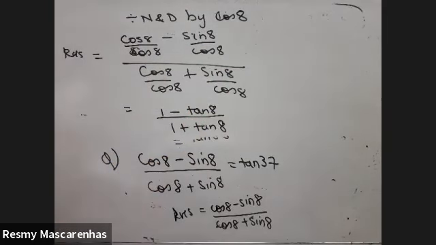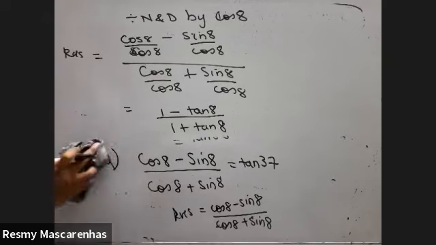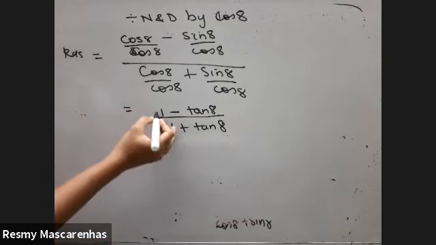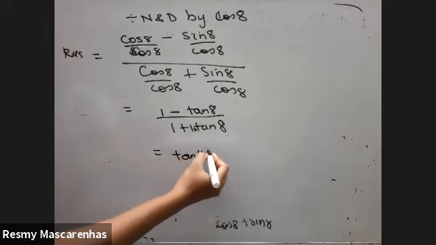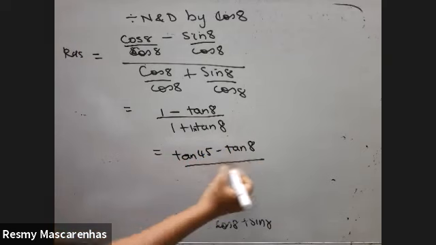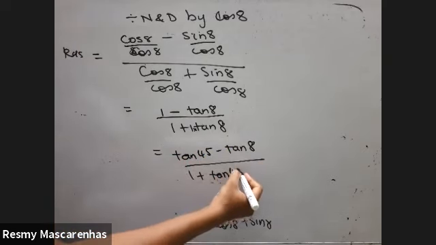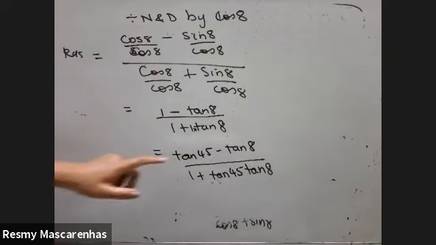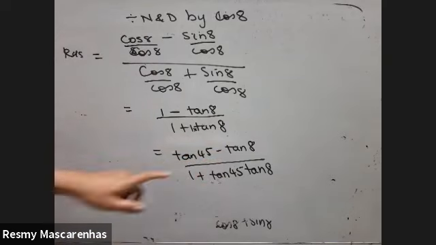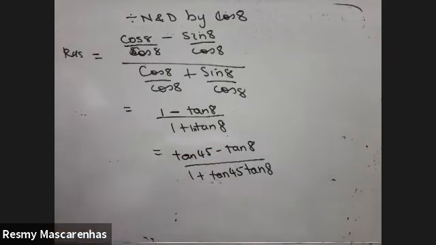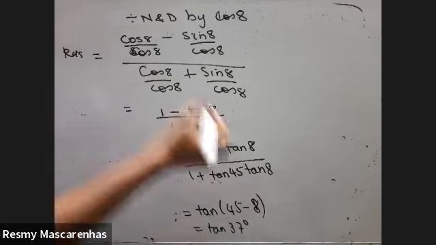And then you know what you have to do. Instead of 1, you have to take it as tan of 45. And here also you have to just take it as 1 into tan theta. And this is the ulta formula. Tan A minus tan B, this is not plus. If it is plus, then it will be tan of A plus B. If it is minus, then it will be tan of A minus B. So that's how you'll get your right hand side.